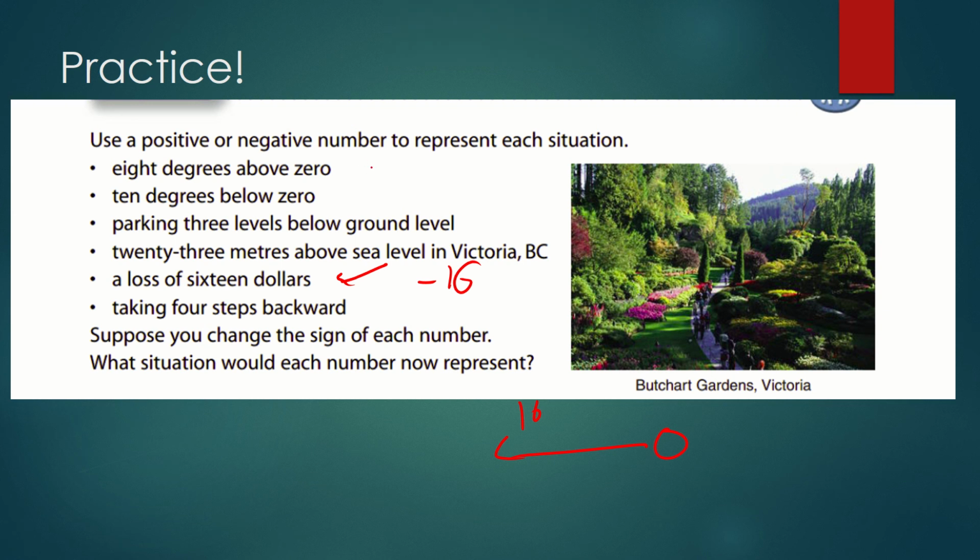So 8 degrees above 0. Above is the big term there. What that means is it's plus 8. 10 degrees below 0 is going to be negative 10. Parking 3 levels below ground level, so it's under ground level, is going to be negative 3. 23 meters above sea level is going to be plus 23. Taking 4 steps backward is going to be negative 4. And a loss of $16 is negative 16. So if you did that, well done.